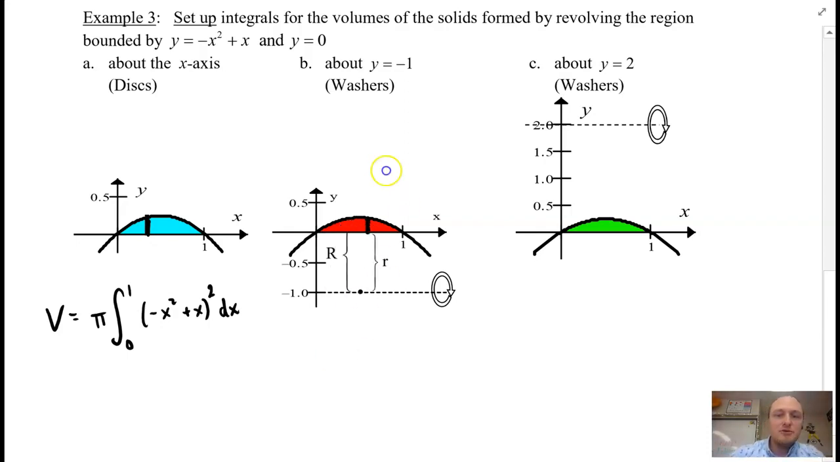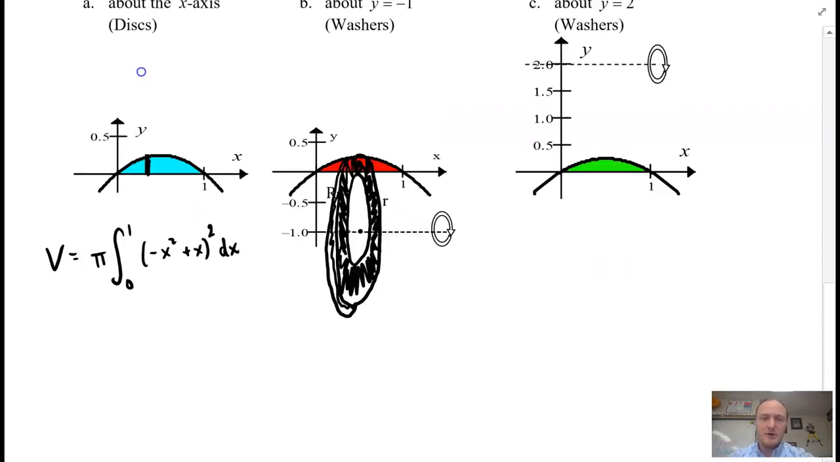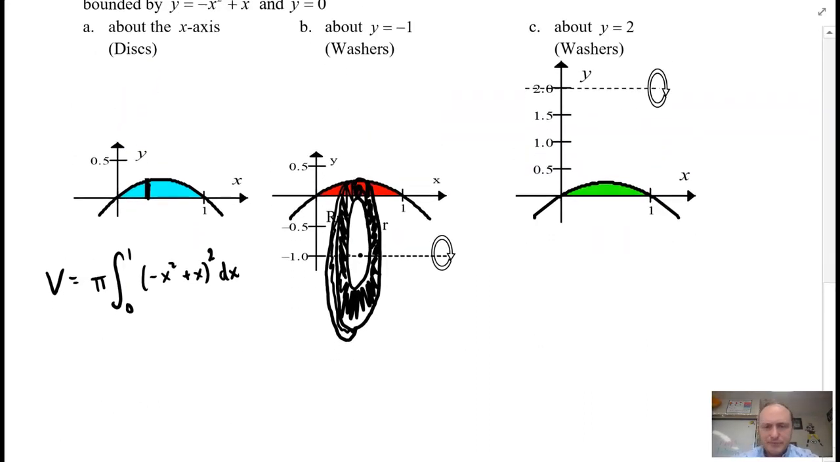So how do I calculate the volume utilizing the washer method? Here it is. The volume is equal to pi r squared. Well, to get your radius, you have to take the big R squared and subtract the little r squared. And again, it's dx or dy depending upon what we're rotating about. The big R is your outer radius, and little r is your inner radius. So let's go ahead and look at this example here.